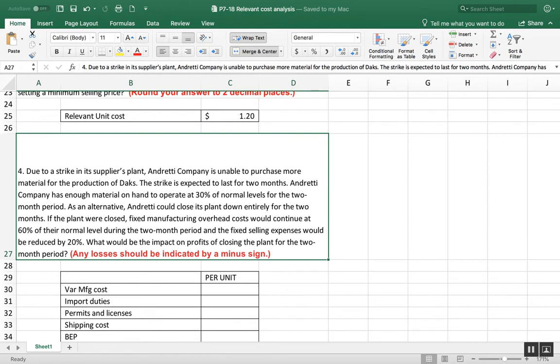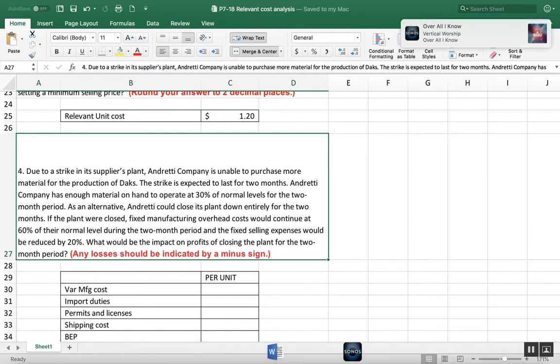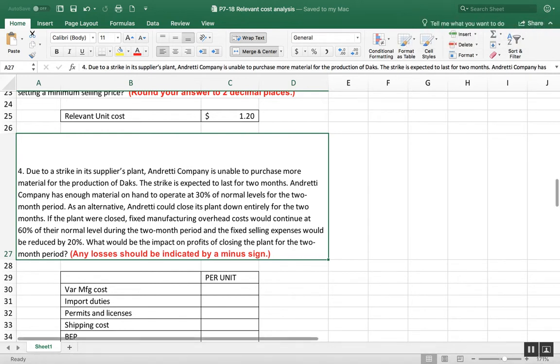So if the plant were closed, fixed manufacturing overheads would still continue at 60%, meaning they're going to save 40% of their fixed manufacturing overhead if they were to shut down. Got that? And the fixed selling expenses would also be reduced by 20%. They'd still have to maintain 80% of those costs, but perhaps 20% of them could be reduced. Okay, so what's the impact on the profits? Well, let's take a look.